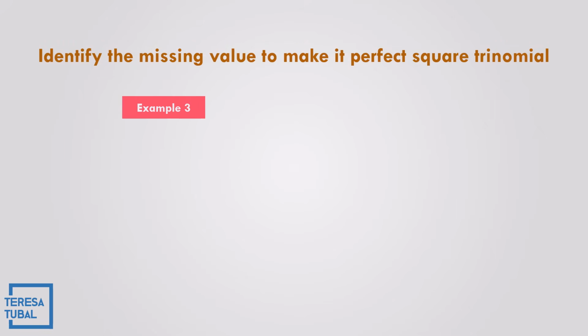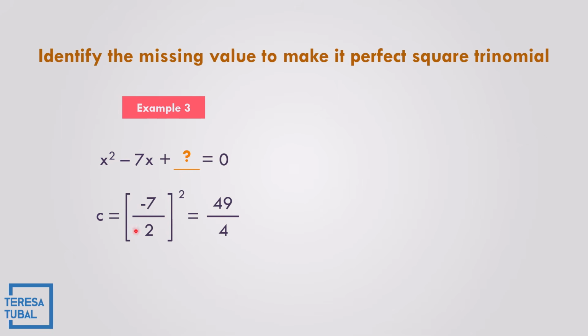In example number 3, the given is x squared minus 7x plus the blank is equal to 0. So c, the value of b is equal to negative 7 divided by 2 and then square. 7 divided by 2 cannot be divided exactly. So let us multiply the numerator. Negative 7 times negative 7 is positive 49. 2 times 2, the answer is equal to 4. So the unknown value is equal to 49 over 4.